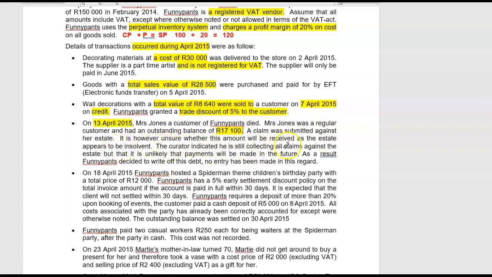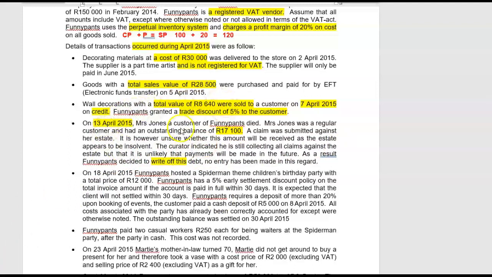The curator indicated that he is collecting all claims against the estate, but that it is likely that no payments will be made in the future. As a result, Funny Pants decided to write off this debt and no interest has been made in this regard.